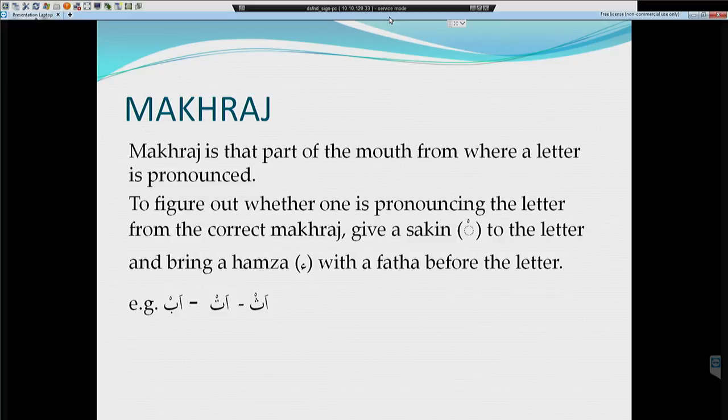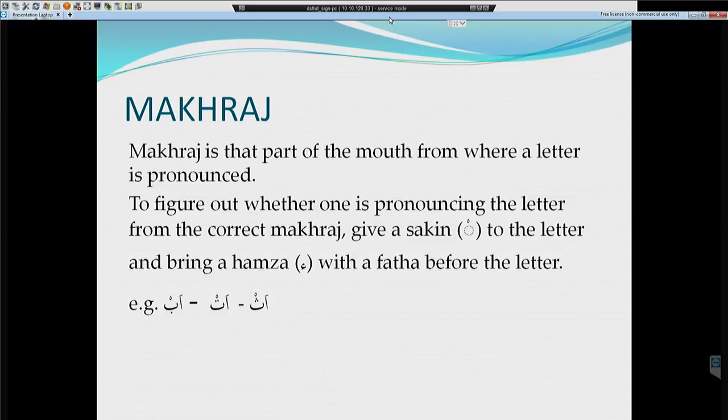So to figure out whether one is pronouncing the letter from the correct makhraj, give a sakin to the letter and bring a hamza with a fatha before the letter. For example, if one wants to know the makhraj of the letter ba, how does ba originate? Exactly where does it come from? The simple technique of realizing where it comes from is to put a sakin on the letter, and before the letter add a hamza, with a fatha or a kasra or dhamma. Usually a fatha is a little easier. And then pronounce the letter.